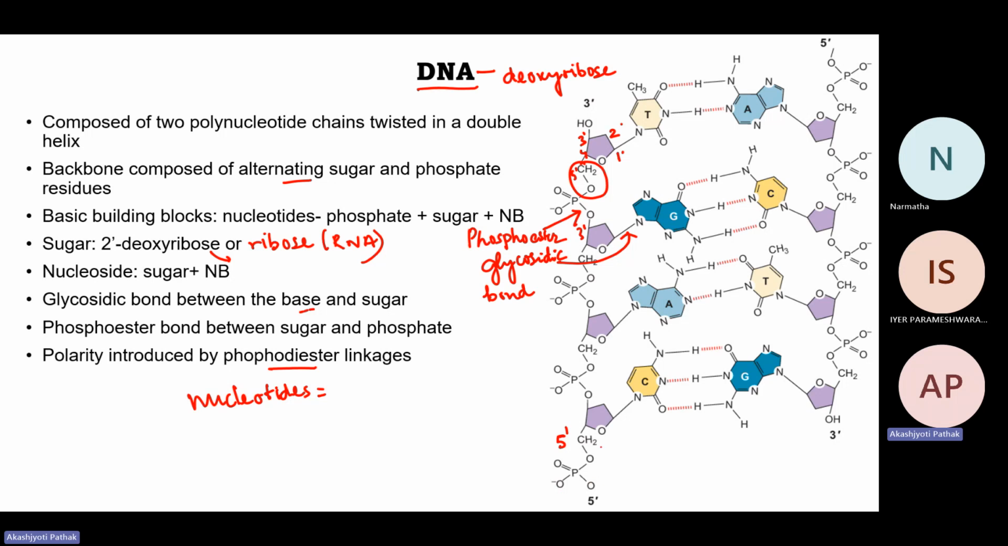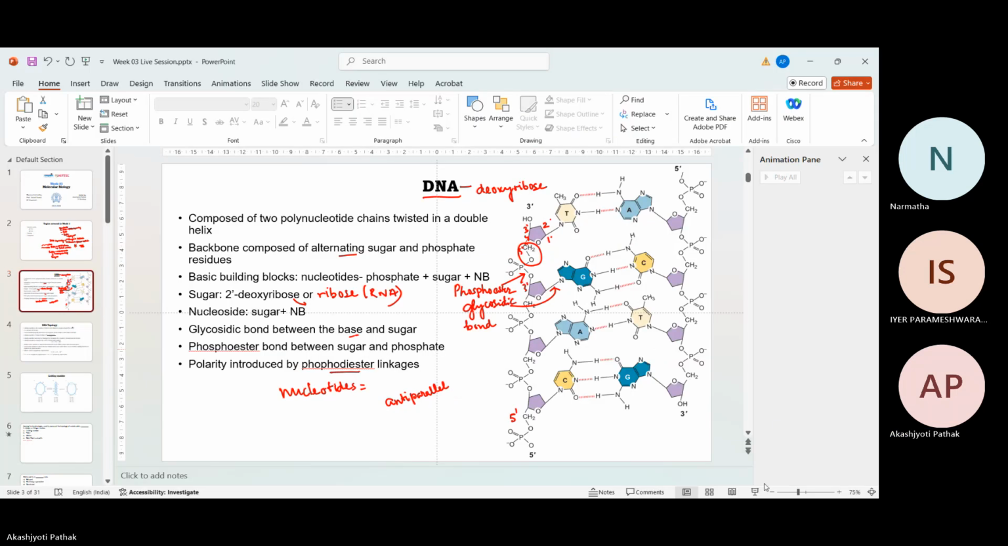So at one end we can see this 3' OH is free, and at the other end we can see this 5' phosphate group is free. So this gives the polarity to the DNA molecule. One strand will have 3' to 5' polarity, and the other strand will have 5' to 3' polarity. And so the DNA molecule is anti-parallel. So the two strands are anti-parallel to each other, right? So this is the basic of DNA molecules.